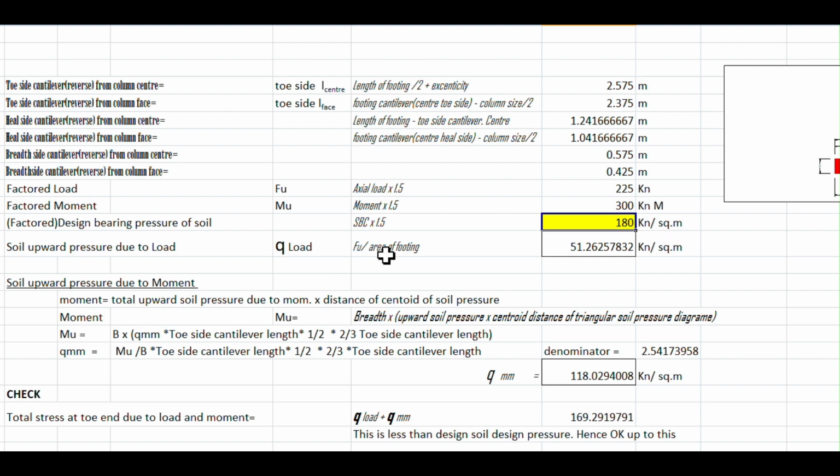Now you calculate the soil upward pressure due to load. For the present scenario, we are calculating with the present sizes of the footing. That is, total vertical load divided by the area of the footing is this much. This calculation has been done by the computer in Excel.